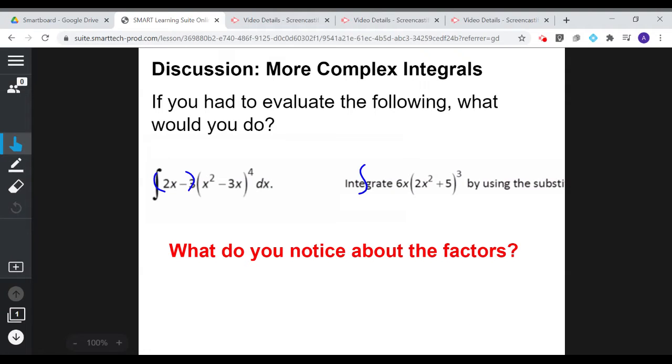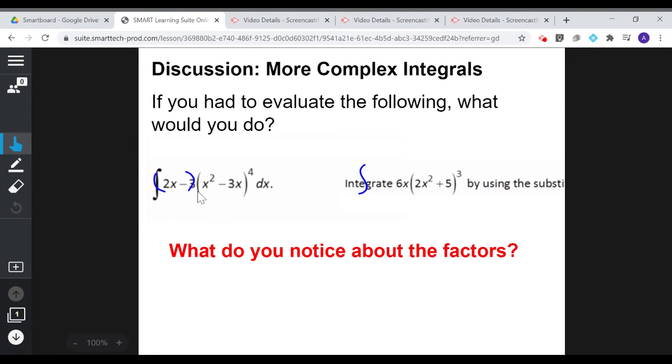Hello everybody, we're going to talk about section 18G, which is about dealing with more complex integrals and a neat trick called integration by substitution. If you had to evaluate the following, you have to think about what you're going to do. If we were in class, we'd spend some time thinking about it. If you want to, you can pause the video here and think about it.